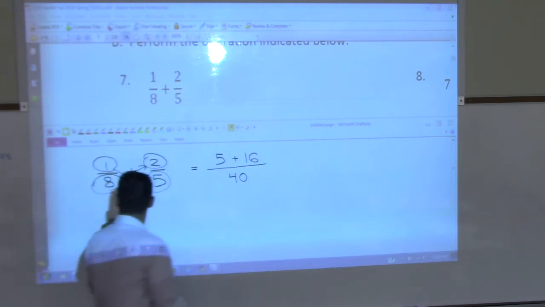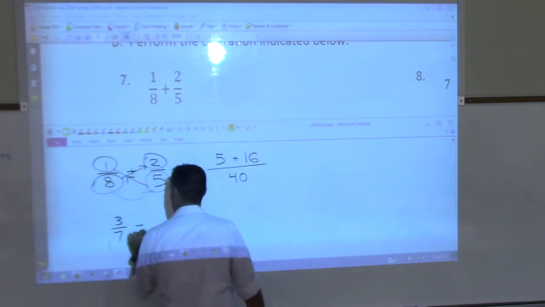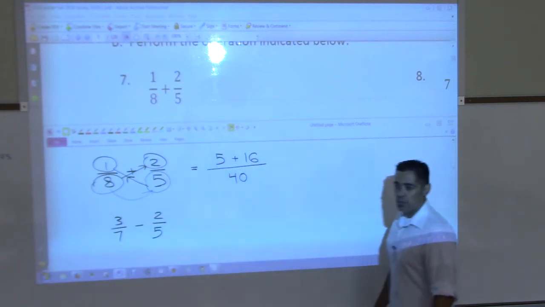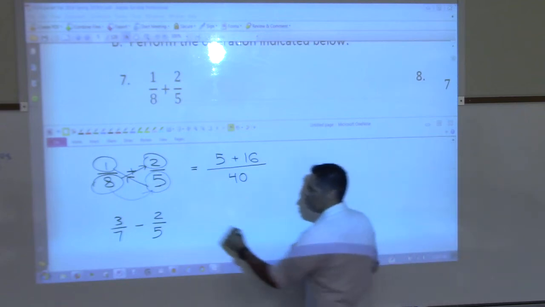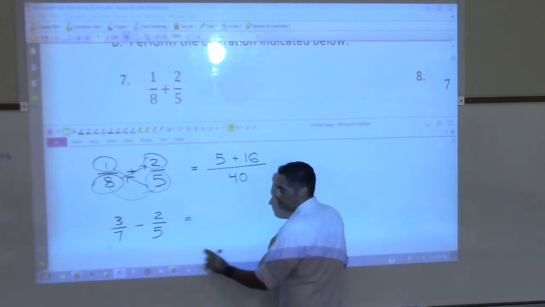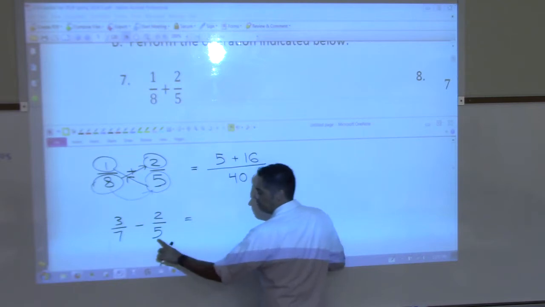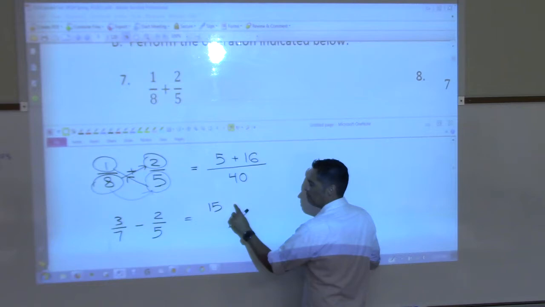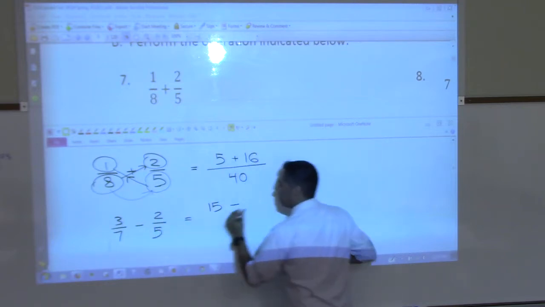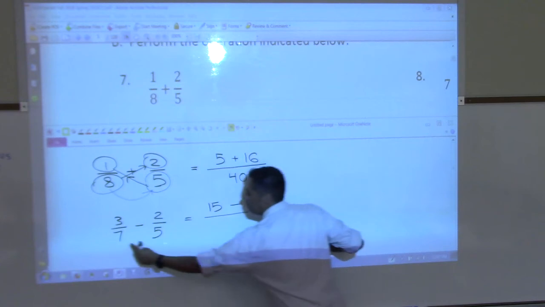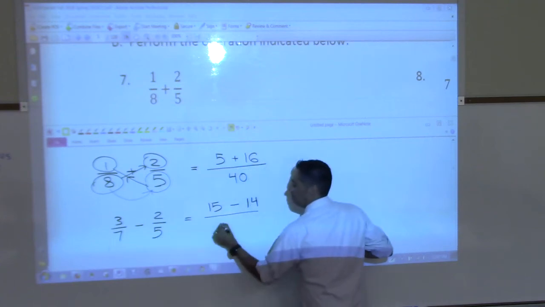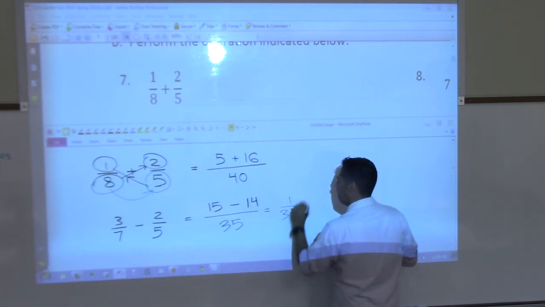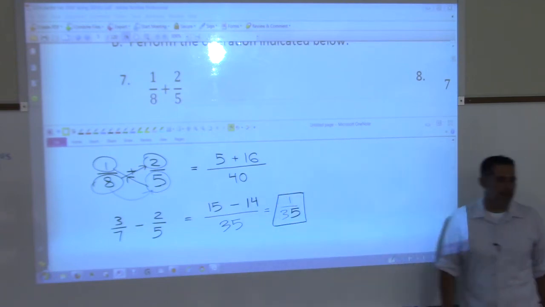Let's do one more. 3/7 minus 2/5. So let's do the shortcut. How would this work? What first? 5 times 3, 15. What here? 1 times 2, minus 7 times 2, 14. Over 7 times 5, 1/35. 1 over 35.